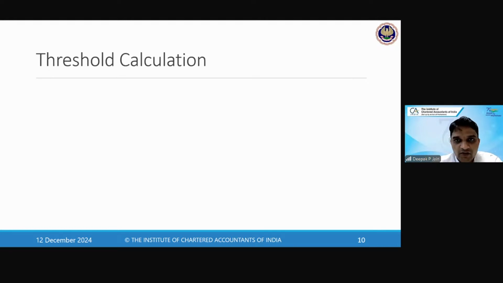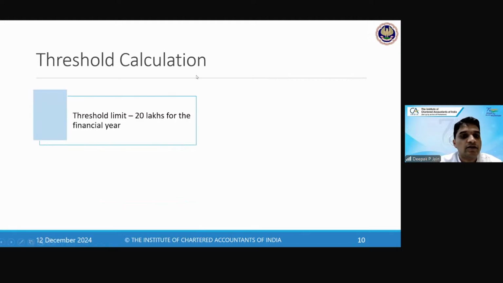Now the threshold calculation. So the threshold calculation is 20 lakhs for the financial year.